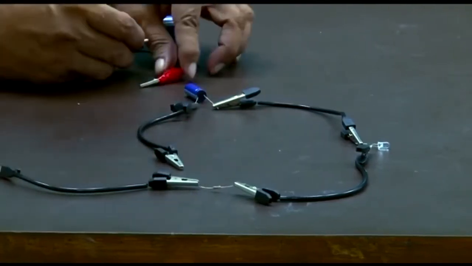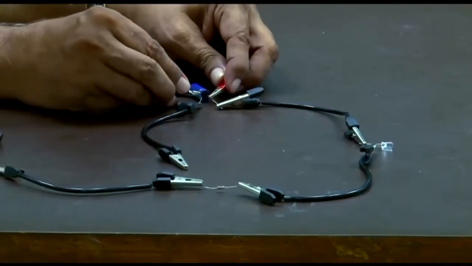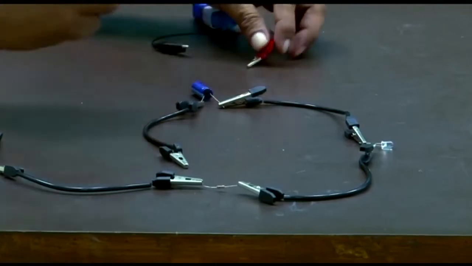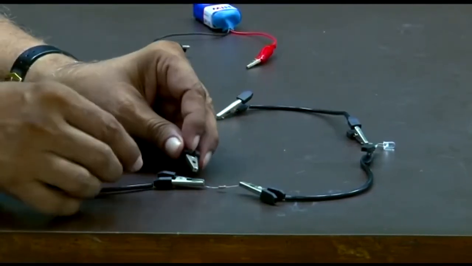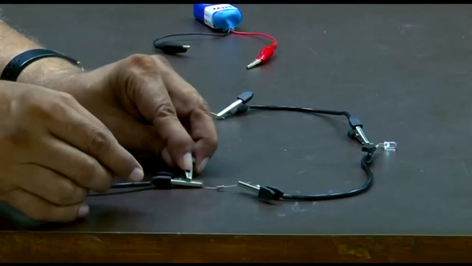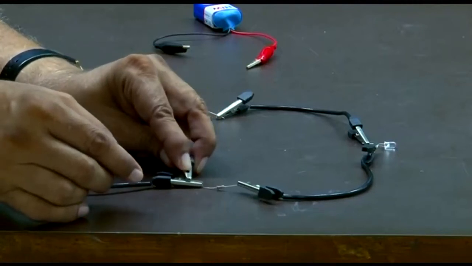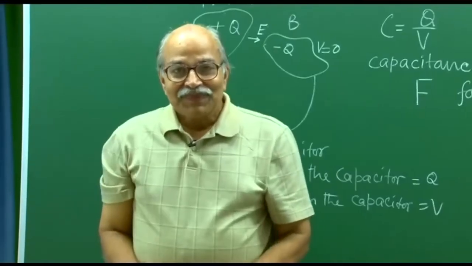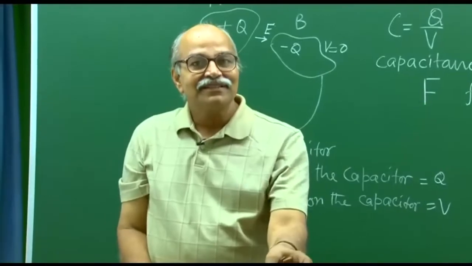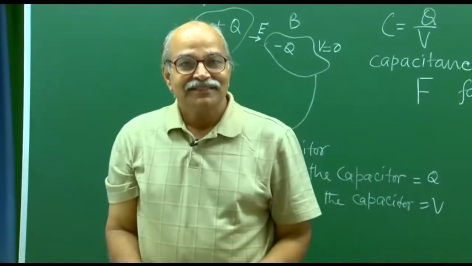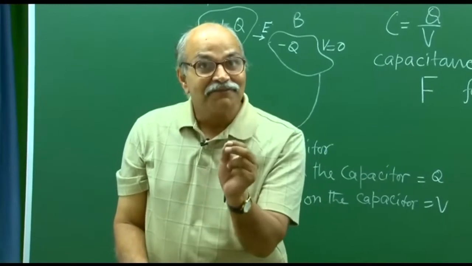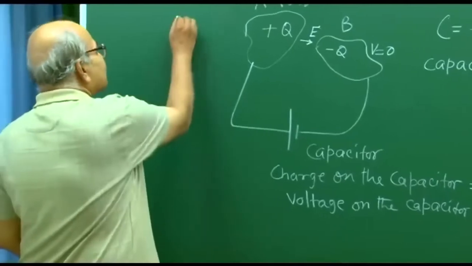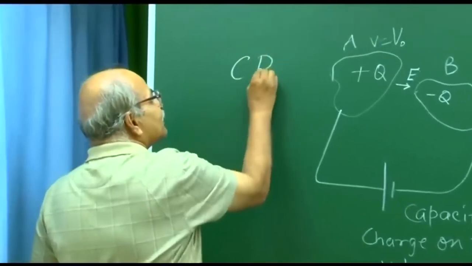Once again, this I have charged, and now I am connecting it to the LED, and see how fast the brightness becomes much smaller. So the factor which governs this rate of discharging is the product of capacitance and resistance, C into R. The capacitance multiplied by resistance.